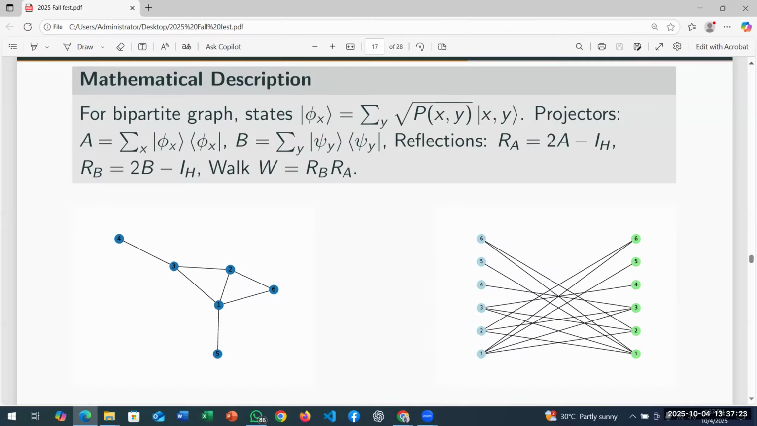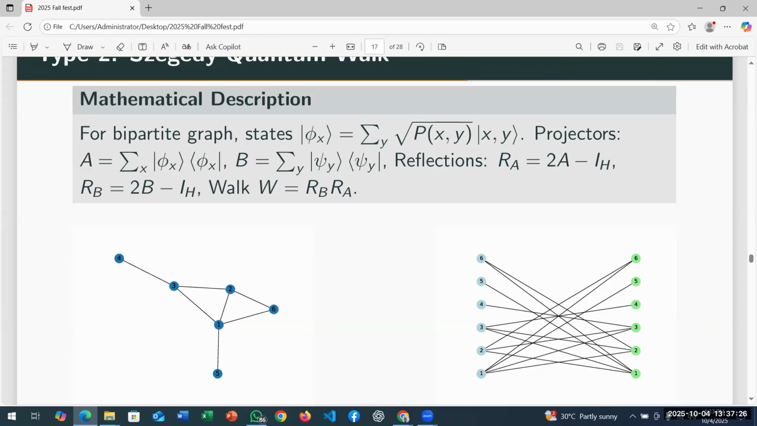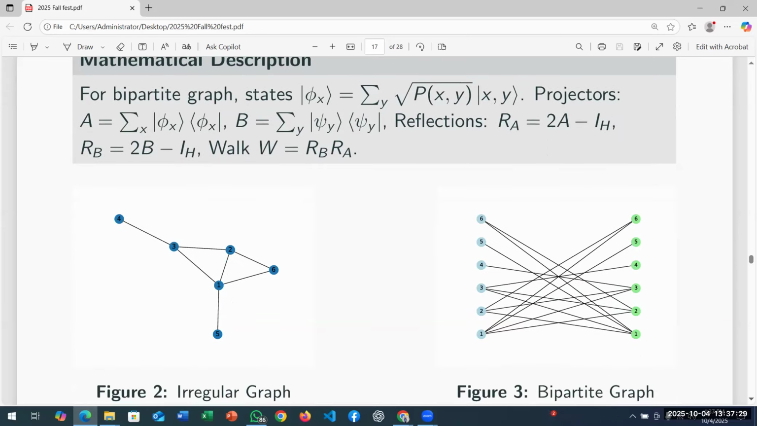This bipartite graph is the same as the regular graph we have. Figure 2 here is telling us the regular graph. Figure 3 here is telling us the bipartite graph. This bipartite graph was taken from the regular graph. And how? Let's check. We have 6 nodes here, 1 to 6. Let me pick this node 1, for example. We can see that this node 1 is connected to node 3, node 2, node 6, and node 5.